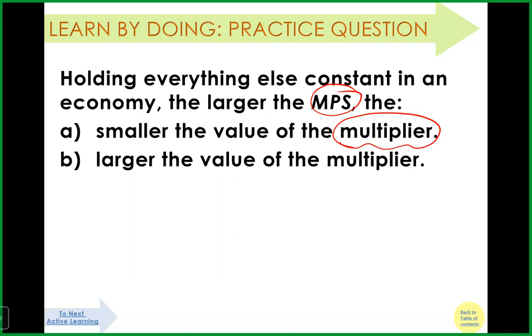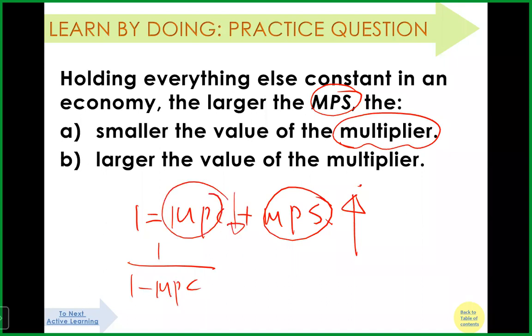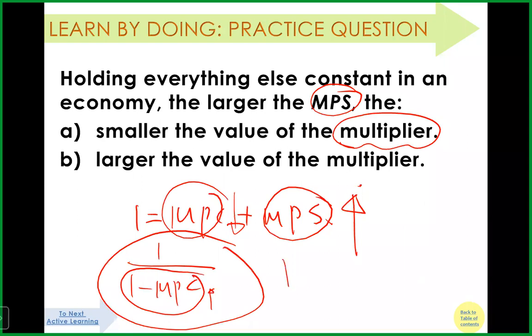So there are two things we need to know, right? Number one, equal to MPC plus MPS. Two, the multiplier equal to 1 over, right? So if this number increases, this number decreases. If this number decreases, then the entire thing increases, but then the multiplier is going to decrease.